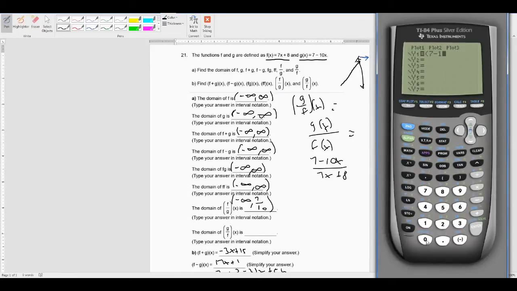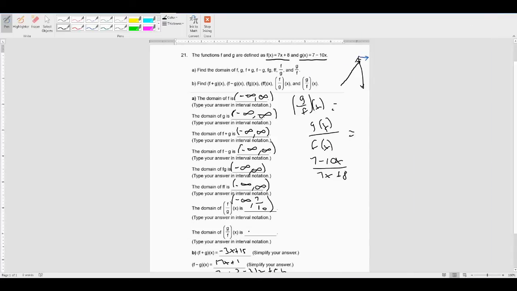7 minus 10x in parentheses divided by, open parentheses, 7x plus 8, close parentheses, graph. Go to error. Where's my error? Oh, I didn't have parentheses. Second, delete, which is insert parentheses. Watch my mistakes. You may learn some stuff about the graphing calculator. But once again, you'll see that there's something not good going on in this part. It goes forever to the left, forever to the right, but there's something bad here.